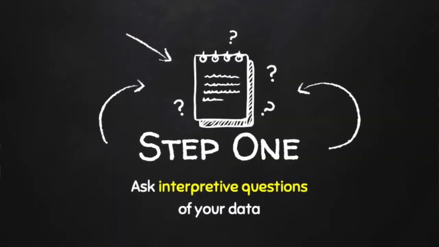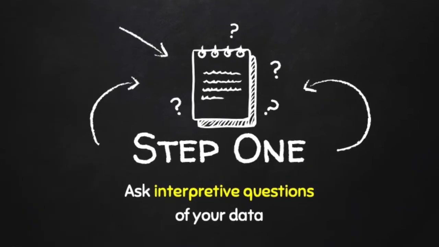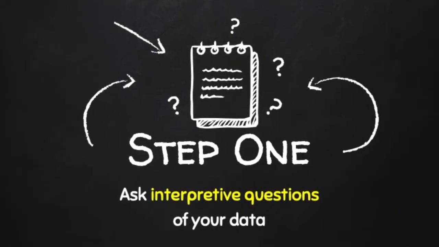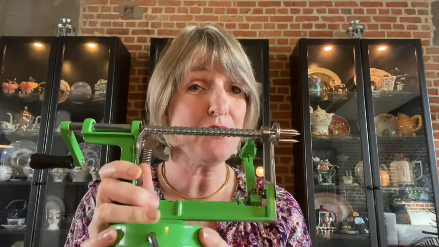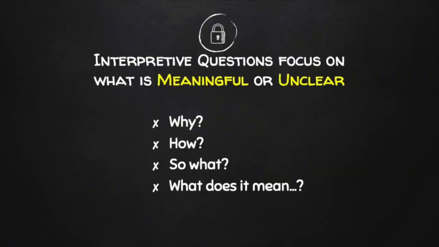So, the first essential step is to ask questions of the data you've gathered. We're going to demonstrate this by looking back at our thingamabob and the data that we gathered on it. Interpretive questions focus on what seems either meaningful or unclear. Usually interpretive questions start with why, how, so what, or what does it mean?